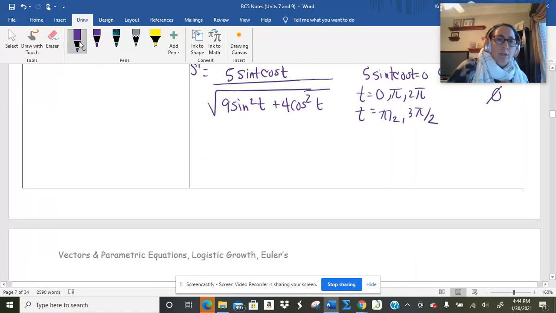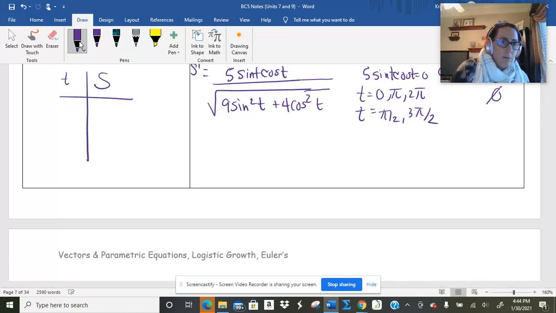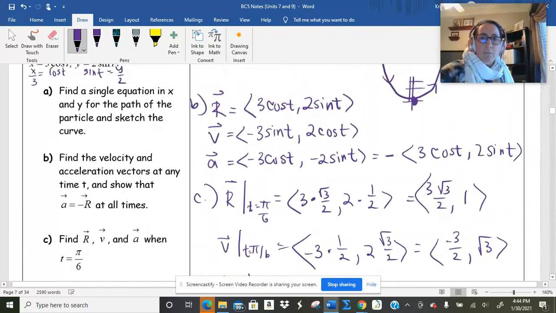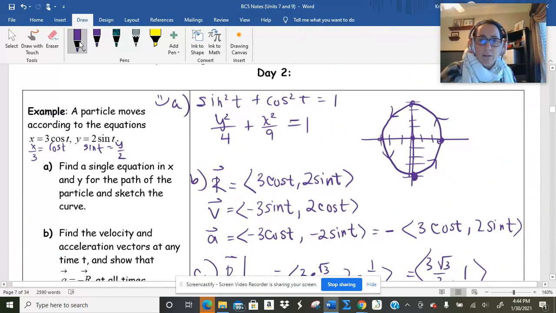So now I'm going to go do my candidates test, use my t's, plug them into my speed. I have to do my endpoints, which are actually part of my critical numbers as well, and then the critical numbers. Go plug them in and go see which is the max. So I'm going to give you a second here. I just wanted to look up why I was doing that.